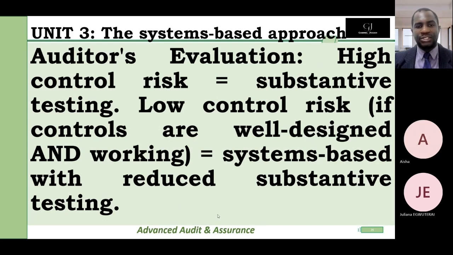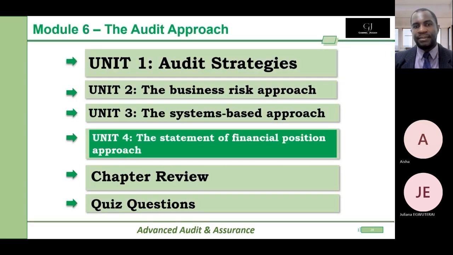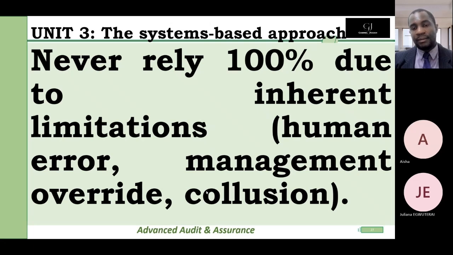Very, very important. So never rely, as auditors, 100% that a control works 100%. They can never be 100% reliance. So never rely on 100%, or believe the system works 100%. There must be one or two challenges somewhere, and it is called inherent risk or inherent limitations due to human error, management override, and collusion. So always assume this professionally and be skeptical when performing your assessment.